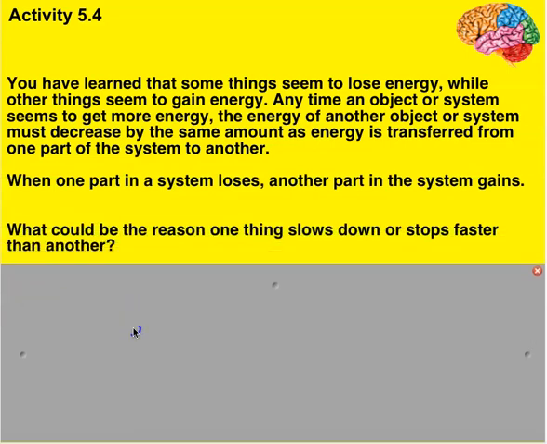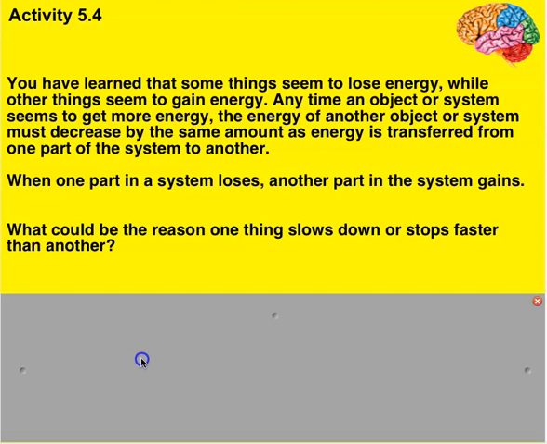So what could be the reason one thing slows down or stops faster than the other? So what do you think about that? You've got to think about things like friction between, say, the pendulum and the air, or when the basketball was bouncing, did it make a noise? Well, that's sound energy. That requires energy. So some of the energy was transferred to sound energy. So it didn't just go anywhere, it did get transferred.